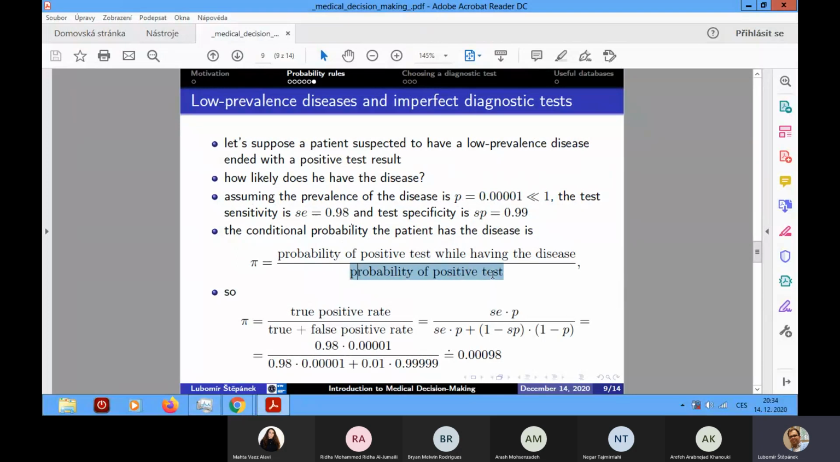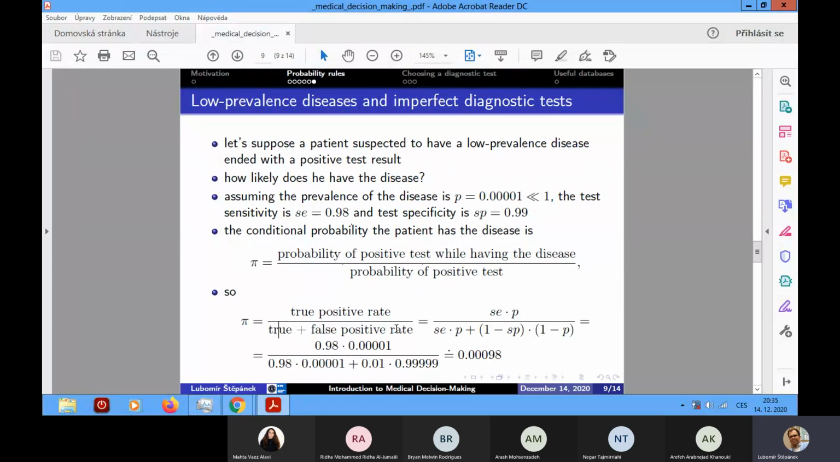And what about the probability of positive test? This is just the clue. This is the tricky part, because a positive test could come from two, let's say, independent reasons. The first one is the true positive rate. This is the expected one, and this one is okay, because the true positive rate is something which we are able to calculate.